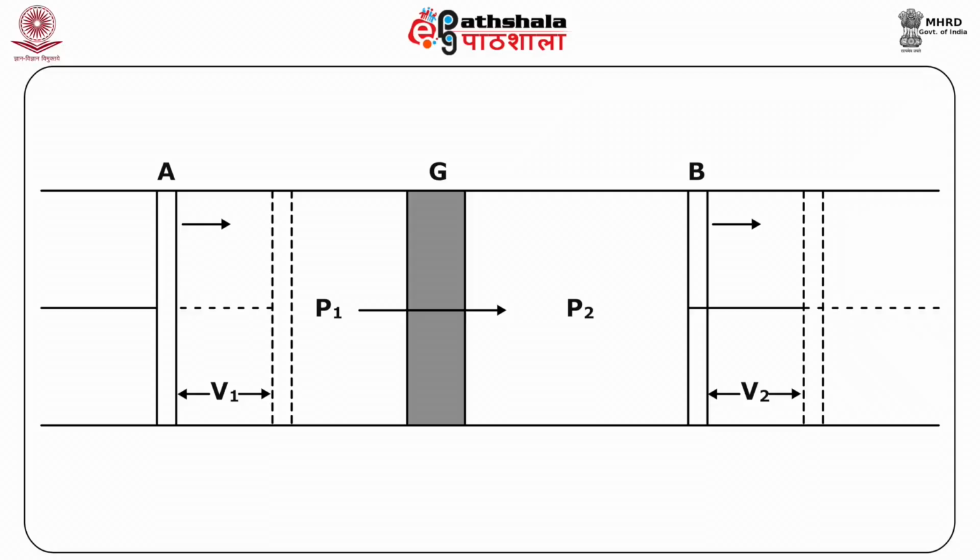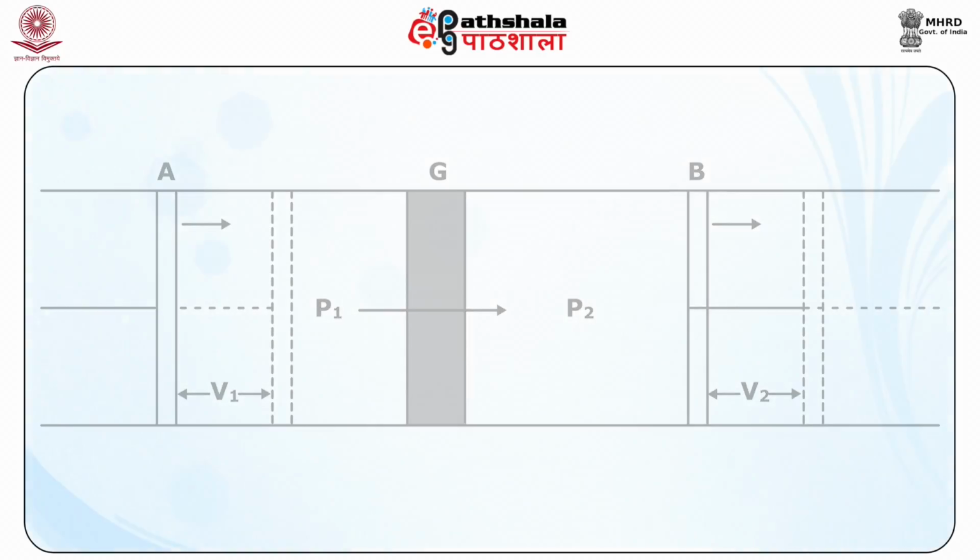Let the volume of gas enclosed between the piston A and the porous plug G at pressure P1 be V1. This volume is forced to pass through the porous plug by moving the piston A inwards. At the same time, the volume of gas enclosed between porous plug G and piston B, that is V2, is allowed to expand at a lower pressure P2 by moving the piston B outwards as shown in the figure.